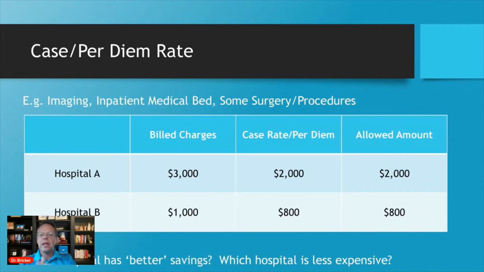So then I ask you this question here at the bottom: which hospital has better savings? Well, of course, Hospital A has better savings. If you're a self-funded plan, of course you want all of your employees to go to Hospital A because you save $1,000 every time you go to Hospital A. You only save a measly $200 when you go to Hospital B. So everybody should go to Hospital A, right?